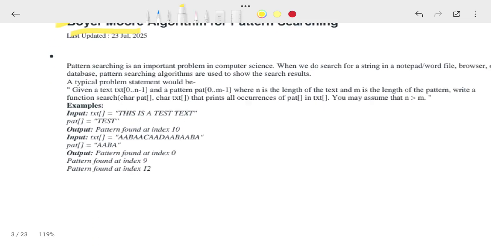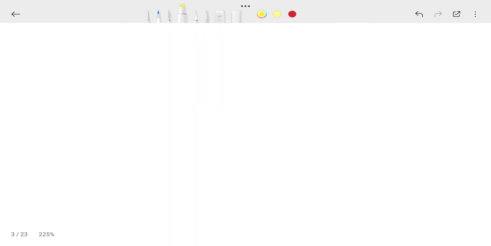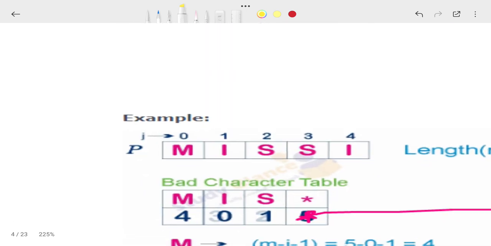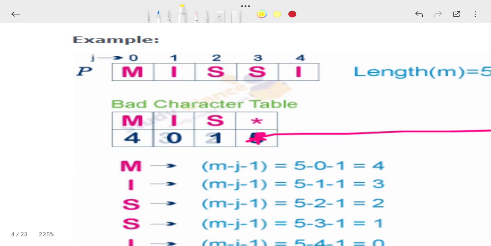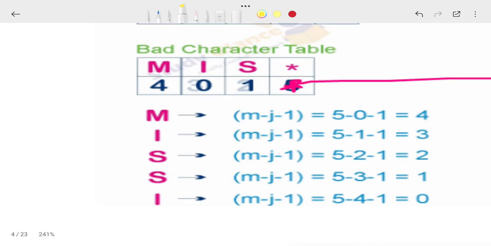Now see here, there are some examples we explained in the class. This time I will not explain that here. I will explain the bad character match first. What is the meaning of bad character match? Suppose there is a formula you have to remember: m minus j minus 1. You have to remember this one.